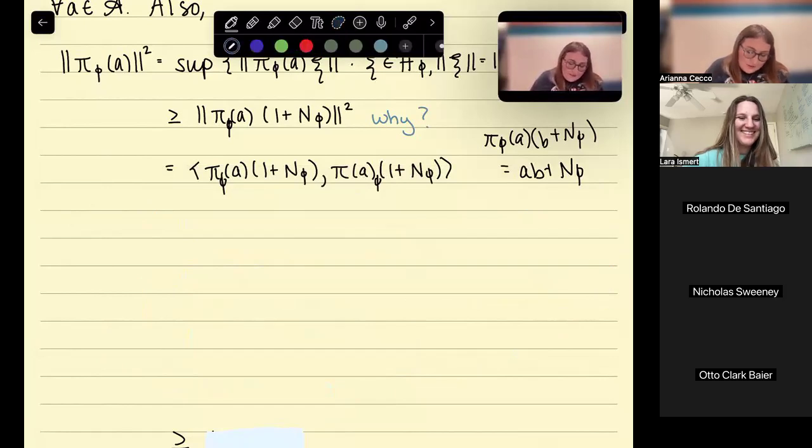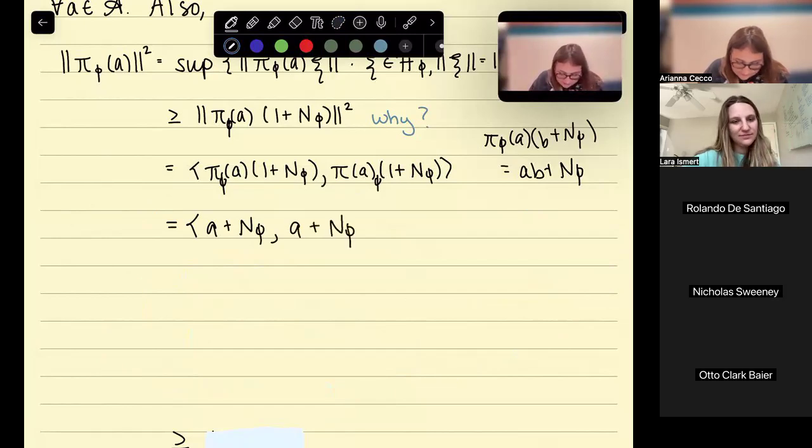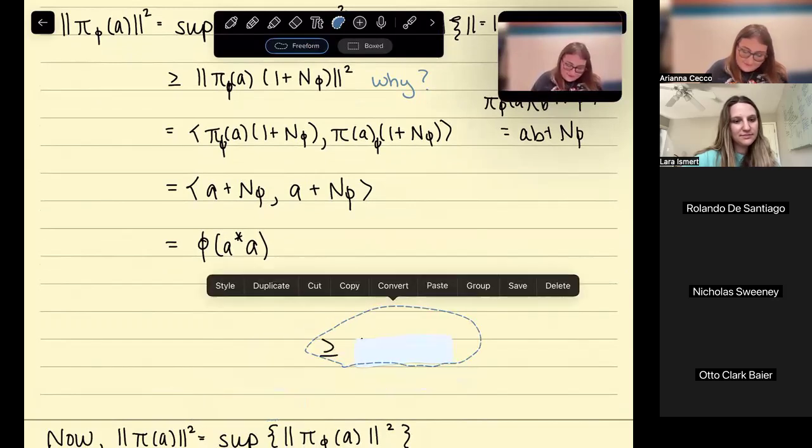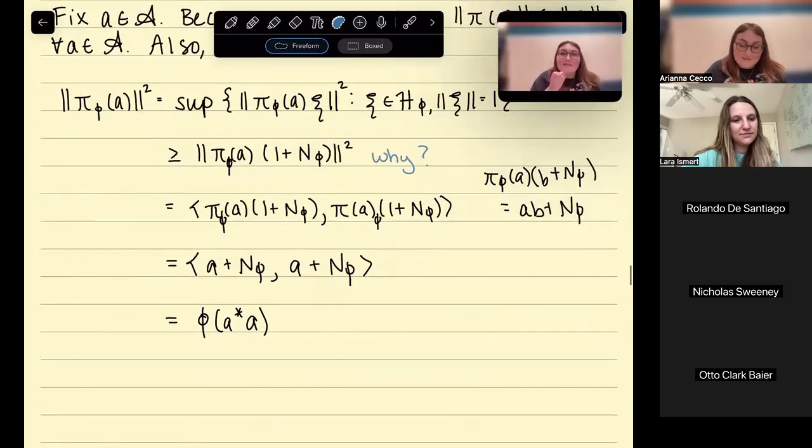All right, so this inner product, first we write this as the inner product of A plus n sub phi with A plus n sub phi. And what is this inner product going to be? We define this to be phi of A star A. Let me delete that. That was phi of A star A.